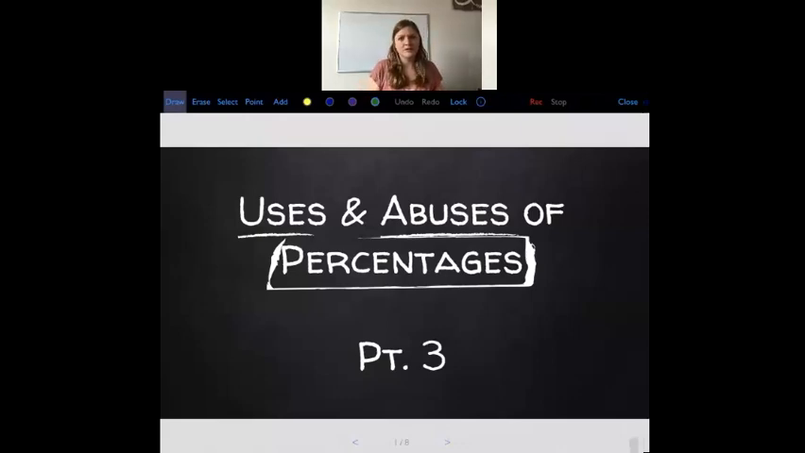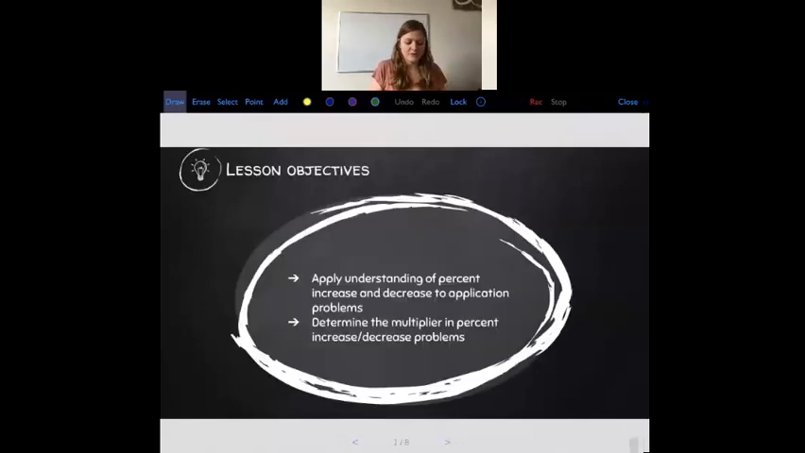In this lesson, we'll conclude our sessions on uses and abuses of percentages. So this is uses and abuses of percentages, part 3. In this lesson, we'll apply our understanding of percent increase and decrease to application problems. More so, we're going to be dealing with markup and markdown, which is another way to discuss relative change. And then we'll look at the multiplier in percent increase and decrease problems. So it'll be similar to what we've talked about previously with relative change, but maybe phrased in a different way with these types of problems that we'll see.